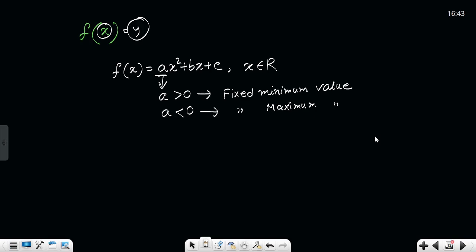But what are those values? We will find that. And we will also find for what value of x it will attain the minimum or maximum. Many people will say that we can take the derivative to determine that, but I will not go the derivative way. I will go the totally preliminary way. So let's do it.